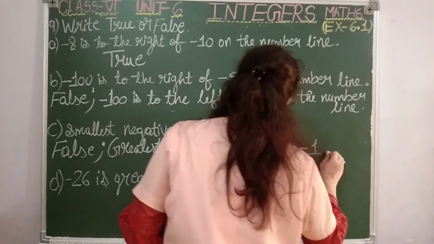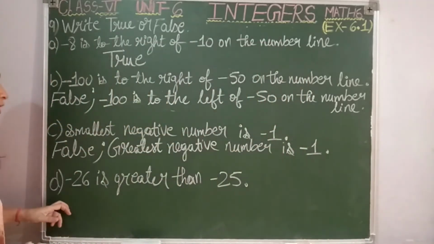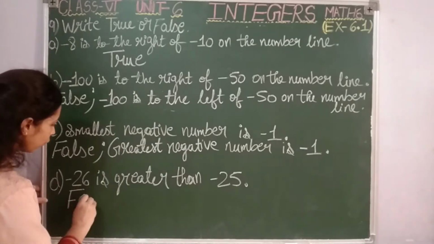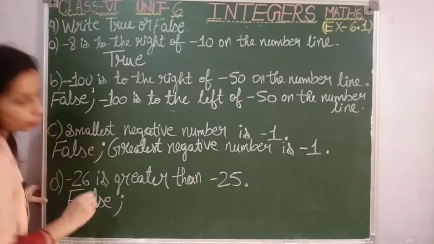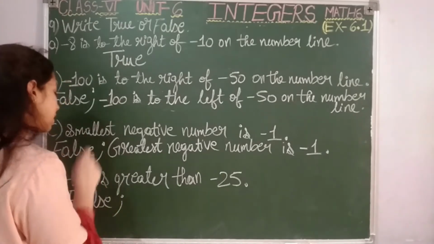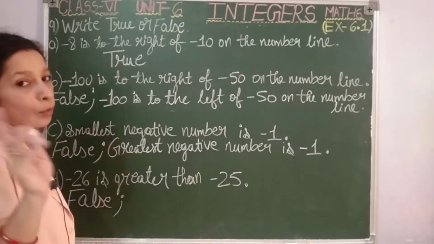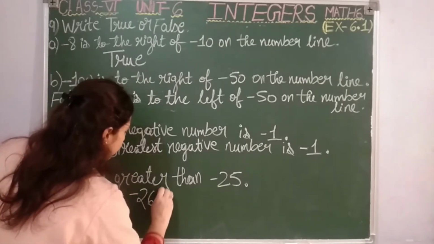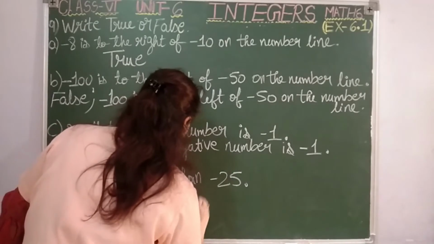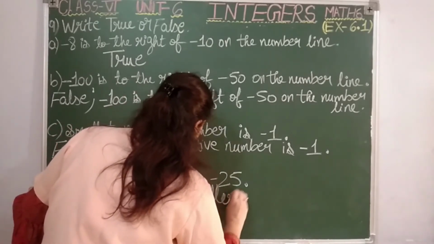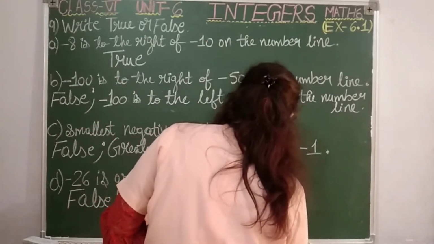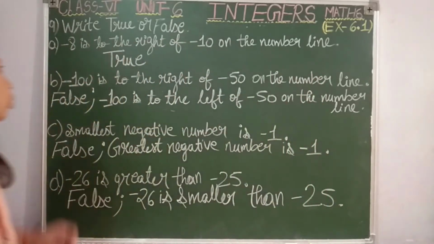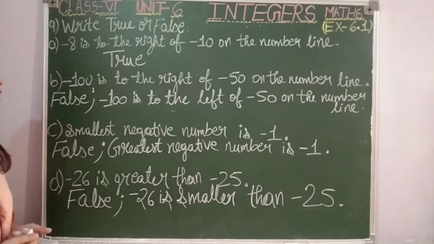Okay, students? Last point: minus 26 is greater than minus 25. Is it correct? Again, it is false. Many times I have explained the reason to you, isn't it? Why minus 26 is not greater than minus 25. Now you should have understood. Okay, so here I'll write the correct statement: minus 26 is smaller or less than minus 25. Clear? So you can note all these 4 points and then we will see question number 10.